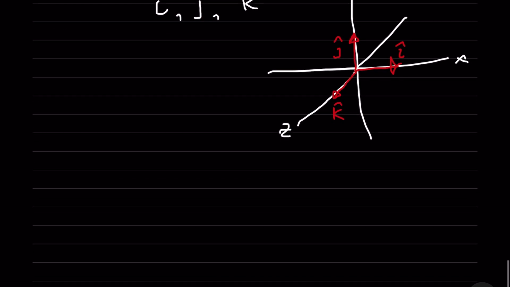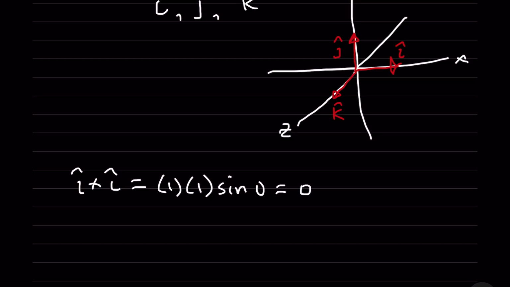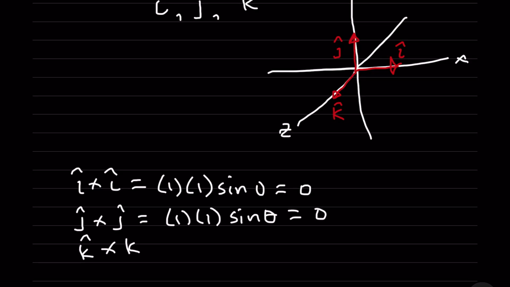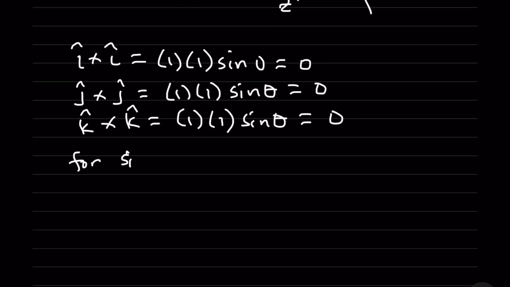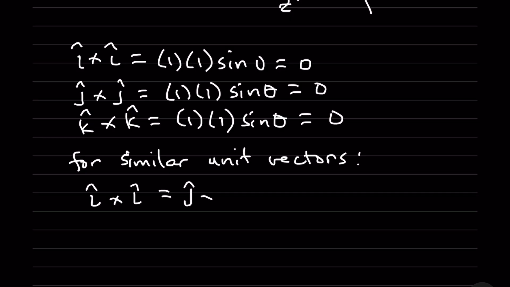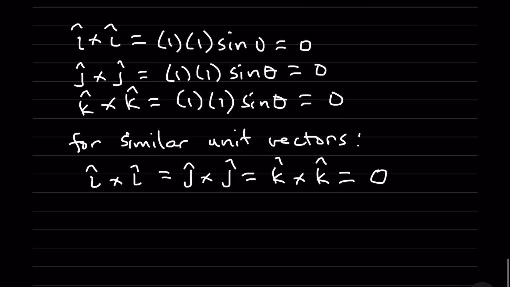Let us first find the cross product of i hat with itself. So the magnitudes are 1. So you have 1 times 1 times the sine of the angle between them, which is 0. So the cross product is equal to 0. If we do that to the other cases wherein the unit vectors are similar, such as j hat cross j hat and k hat cross k hat, the answer is also equal to 0. Therefore, the cross product of a unit vector with itself is equal to 0.